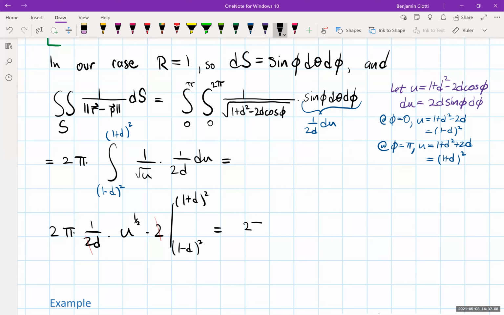Which is pi over d times 1 plus d minus 1 minus d. d is less than 1, by the way, since the point P is inside the sphere.